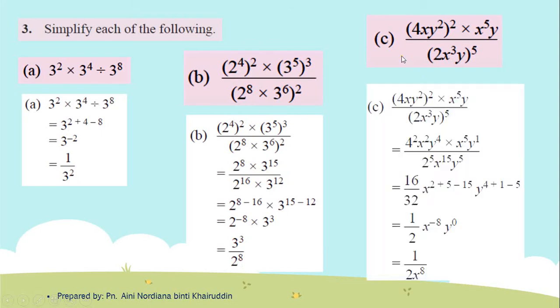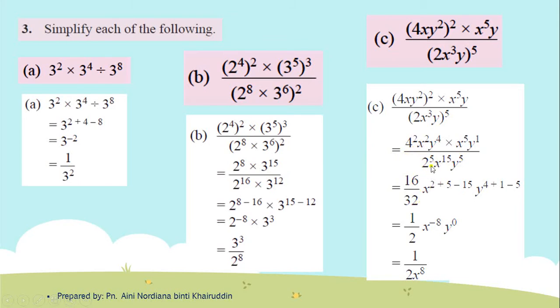For question C, as usual, you just use law of indices for square. X to the power of 1 times 2 is 2. Y to the power of 2 times 2 is 4 times x to the power of 5. Y is actually to the power of 1 over 2 to the power of 5. X to the power of 3 times 5 is 15. Y to the power of 5. Then, the coefficient here we divide. 4 squared is 16. Divide by 2 to the power of 5, which is 32.